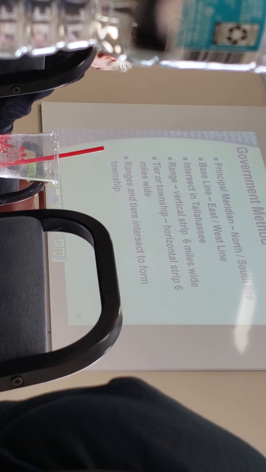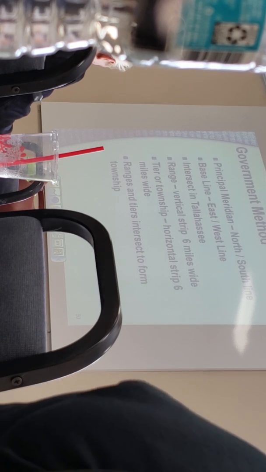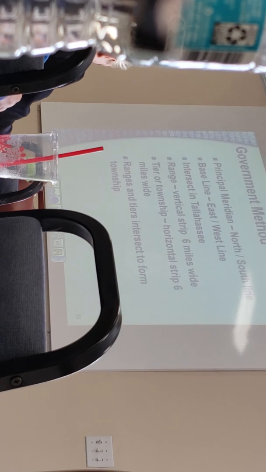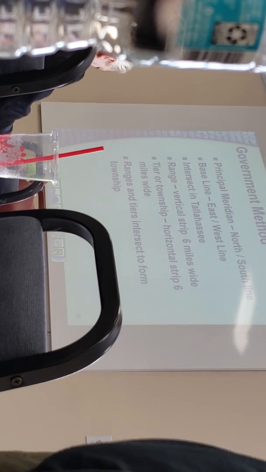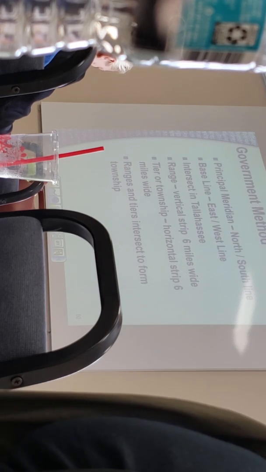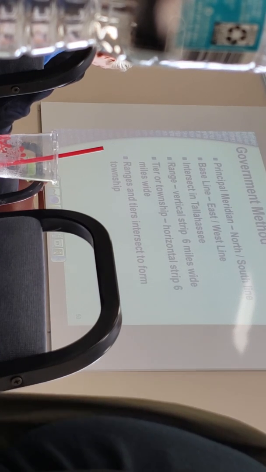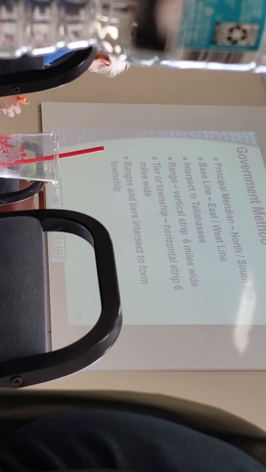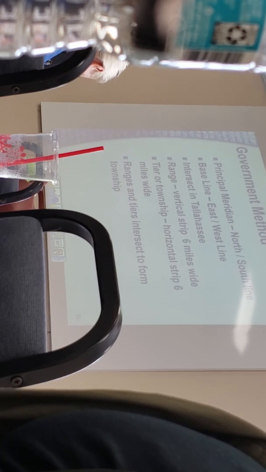So this 6-mile square piece of land within intersecting meridians and tier lines, what is it called? It's called a township. It's a township. 6 miles by 6 miles by 6 miles by 6 miles. It's called a township.